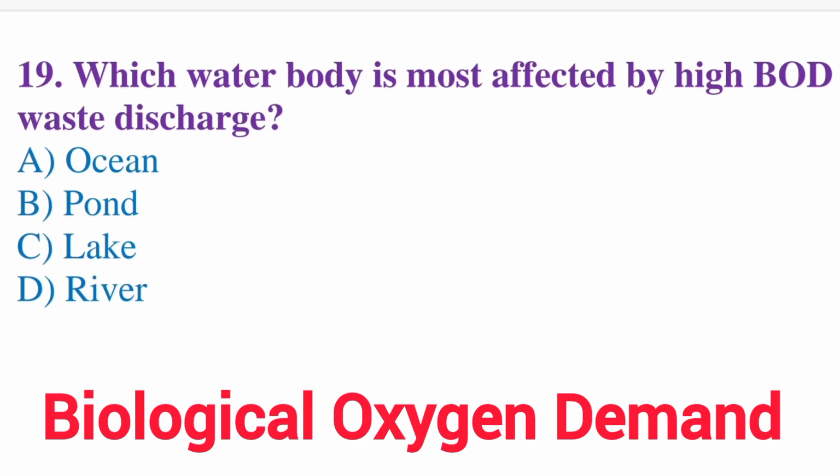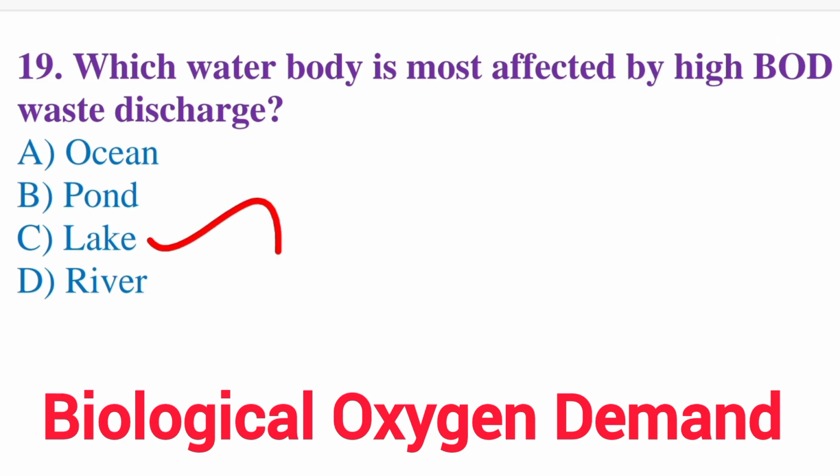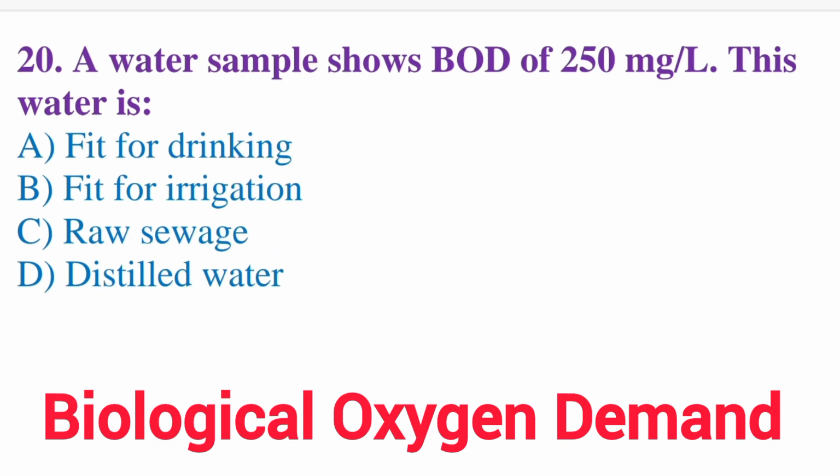Next question, which water body is most affected by high BOD waste discharge? Option A ocean, option B pond, option C lake and option D river. Option C is the correct answer, lake. Why? Because a lake has stagnant water, so the replenishment of oxygen is very slow, so the BOD will also be more.